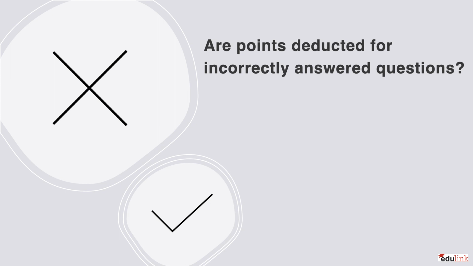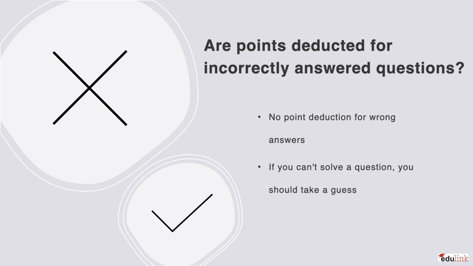Here is a very important pointer. Incorrect answers are not penalized. This means that you will not get any points deducted for answering a question with the wrong answer. Therefore, if you don't know how to solve a question, you should most certainly guess and record down an answer regardless.